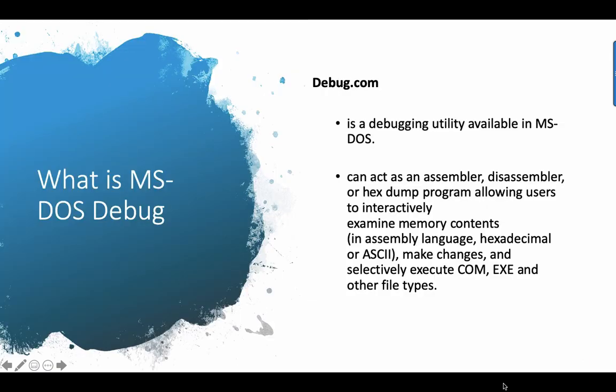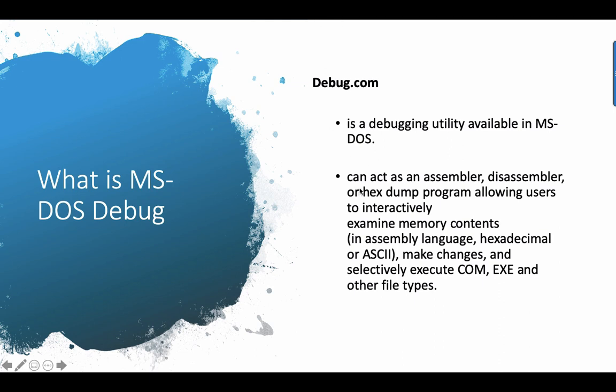Now, Microsoft created a program that allows us to look into how the program is assembled. This is called debug.com. So in every Windows program, or let's say DOS, there is a built-in program called debug.com. It's a utility that is integrated in the DOS operating system. Even now, we still have it in Windows, but you have to search for that particular file.